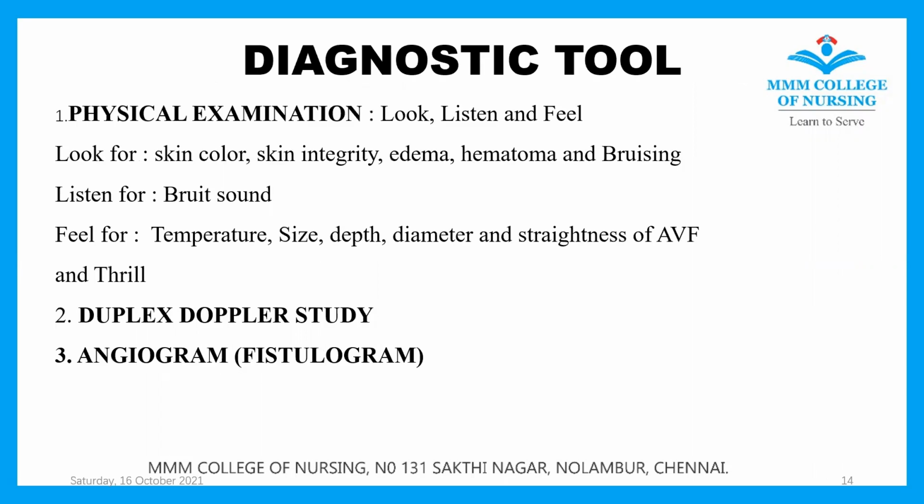Other than that, how can we confirm the maturation? Very basic, that is physical examination. Look, listen, and feel. What should I look for? Look for skin color, skin integrity, edema, hematoma, and bruising. Listen for bruit sound. Feel for its temperature, size, depth, diameter, and straightening of the AV fistula and the presence of the thrill. Other than this, duplex Doppler study and angiogram also help us identify the maturity of the AV fistula.